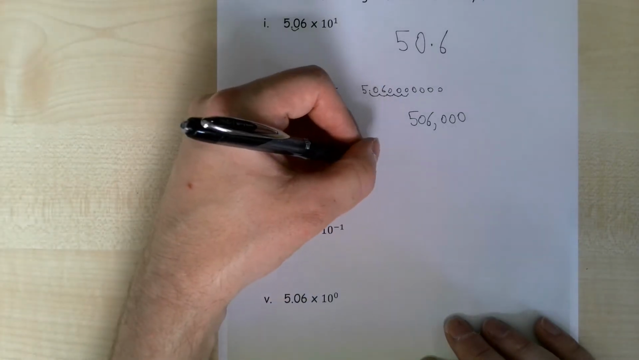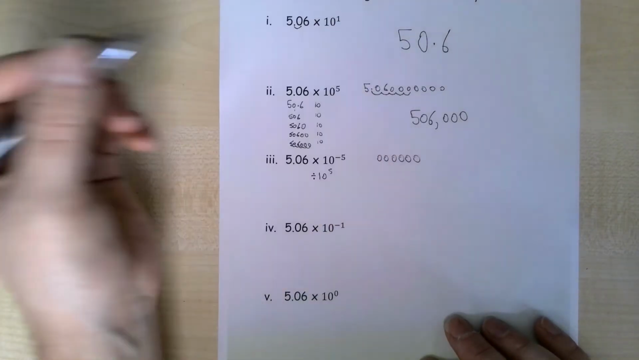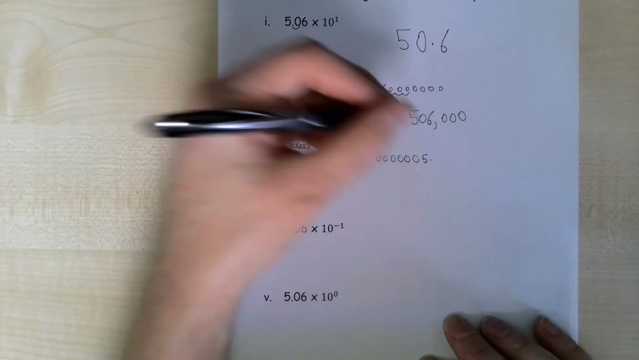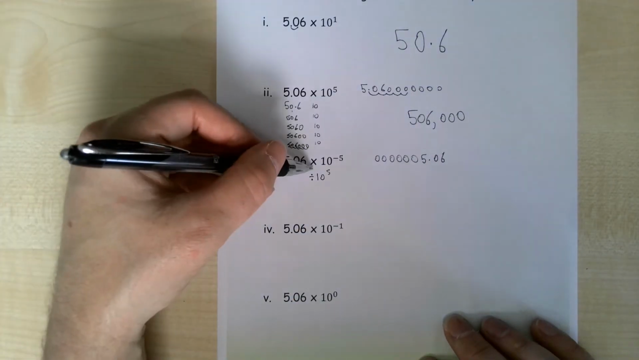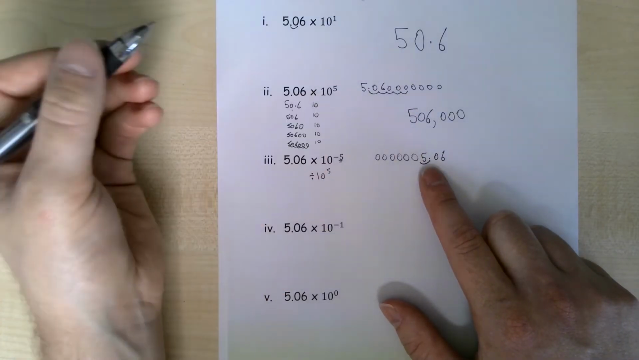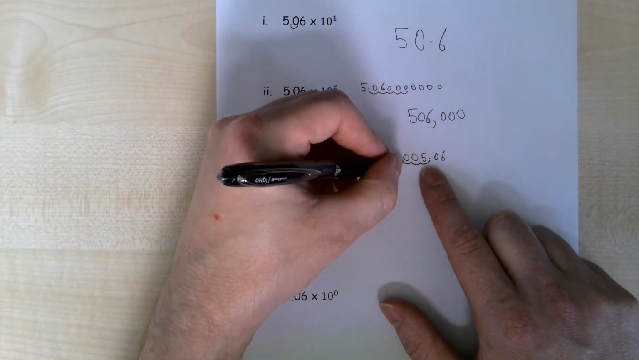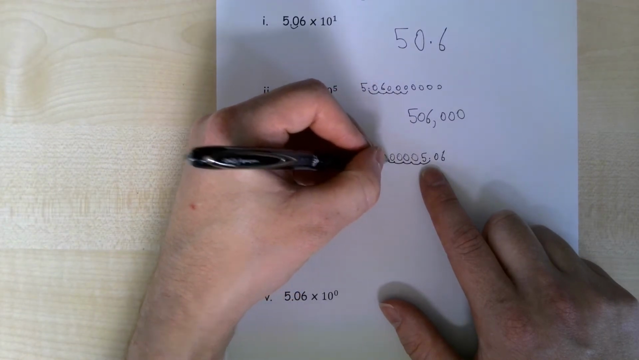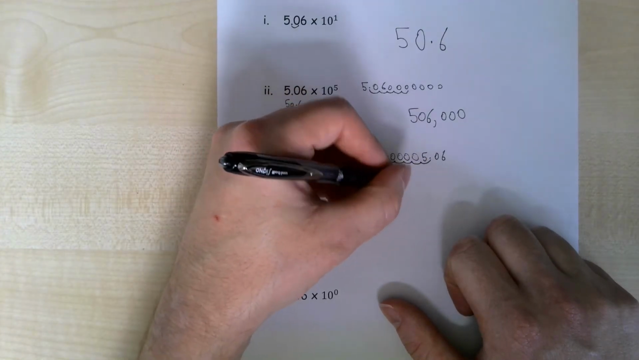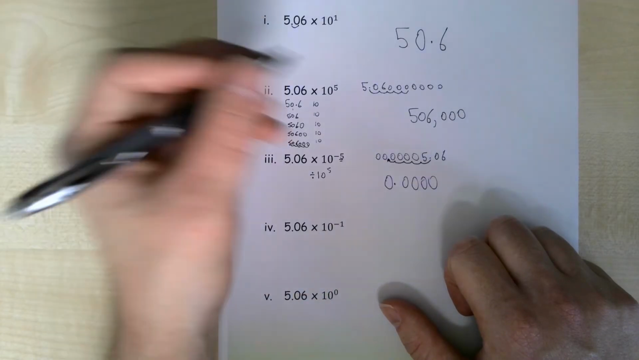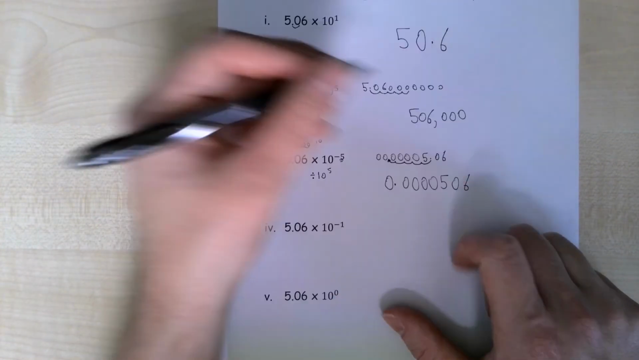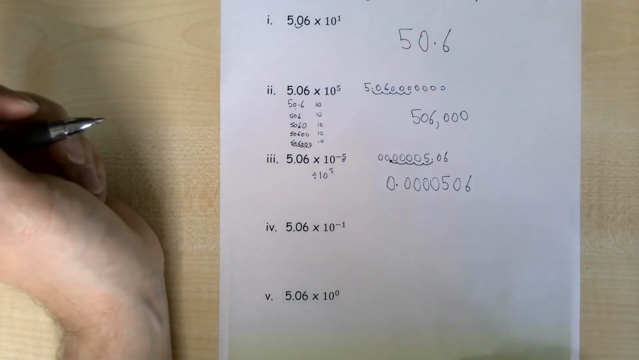So what I'd do here is I'd write a bunch of zeros, again it doesn't matter how many, and I've got 5.06. So we've got to make this number smaller, so we're going to move the decimal point this way. We're going to do it 5 times because of that power. So that's 1, 2, 3, and that's where my decimal point should be. So that gives me the number 0.00005. The important thing here again is we don't lose these digits, they stay in the same position. So there's my number.